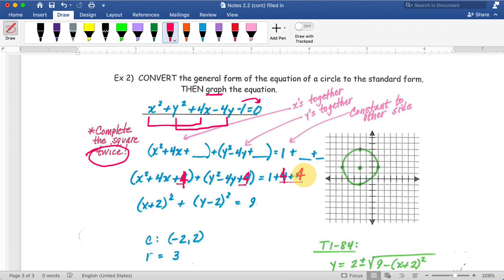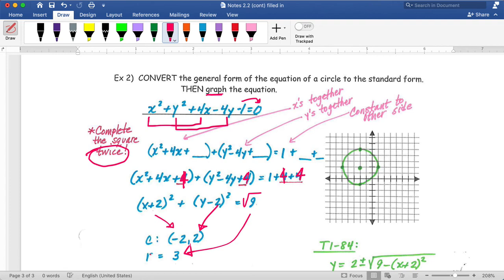This thing here is a perfect square trinomial. It always factors into a single binomial squared. So is this. That will always factor into a single binomial squared. 4 and 4 is 8, plus 1 more is 9. So guess what? The center of my circle is not positive 2, negative 2, it's negative 2, positive 2, and the radius is not 9, it's the square root of 9, which is 3.